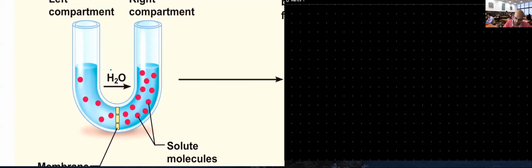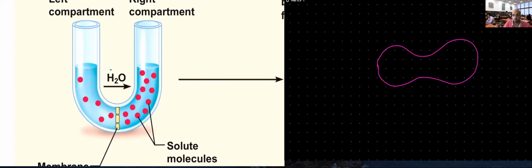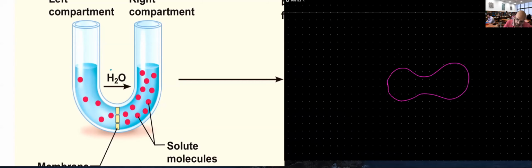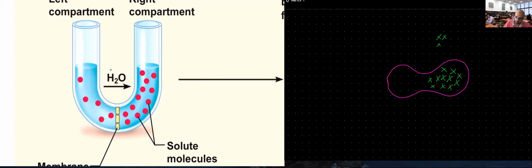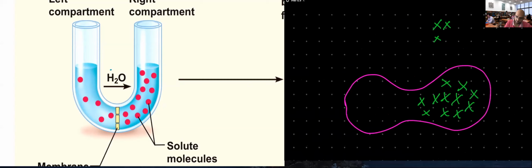So let's try inside. This is my red blood cell, and you're saying here that having high solute inside is going to be better than having high solute outside, right? So which side would the water move? Water moves again from low solute to high solute.